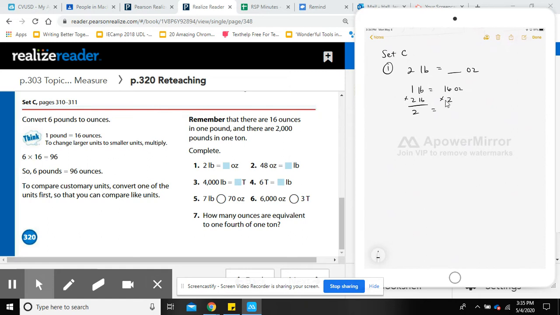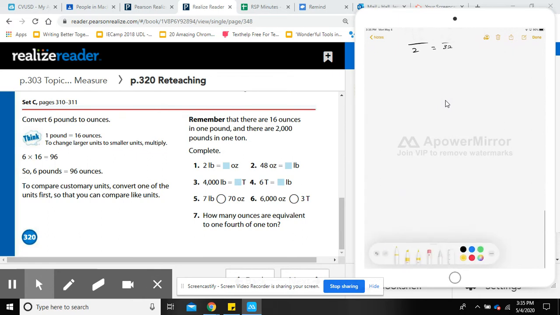So 16 times 2 is 32. So it's 32 ounces. 2 pounds is equal to 32 ounces. All right, number 3. We have 4,000 pounds is equal to how many tons?